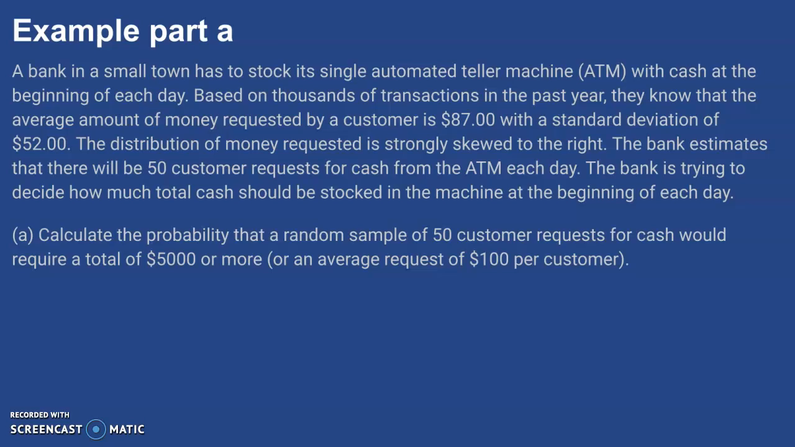All right, so here's another example. A bank in a small town has to stock its single automated teller machine, the ATM, with cash at the beginning of each day. Based on thousands of transactions in the past year, they know that the average amount of money requested by a customer is $87, with a standard deviation of $52. The distribution of money requested is strongly skewed to the right. The bank estimates there will be 50 customer requests for cash for the ATM each day, and the bank is trying to decide how much total cash should be stocked in the machine at the beginning of each day.